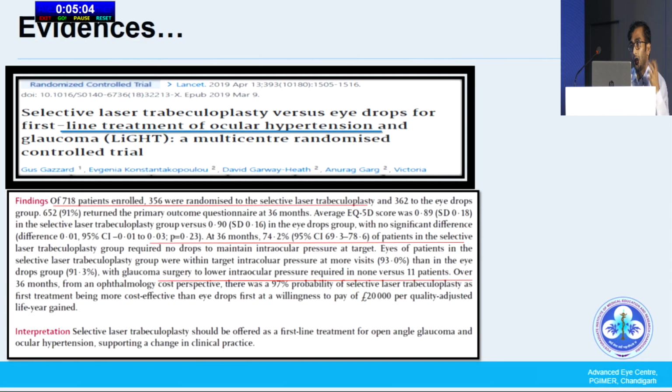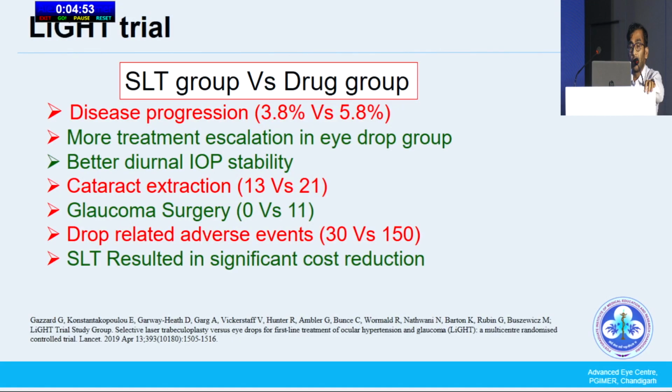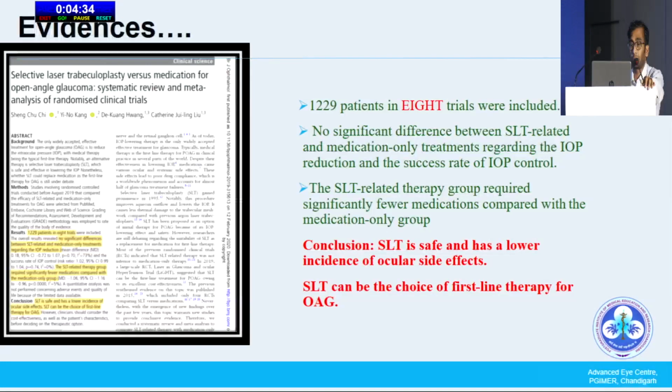So, what is the evidence for primary treatment? Now we have a tendency for doing it as a primary procedure. This is the LiGHT trial, a landmark multicentric study, which showed that disease progression was less in the primary SLT group as compared to the medication group. Cataract formation was less as compared to the medication group, and of course the drop-related adverse events are less in the SLT group, and SLT resulted in a significant cost reduction for the patient.